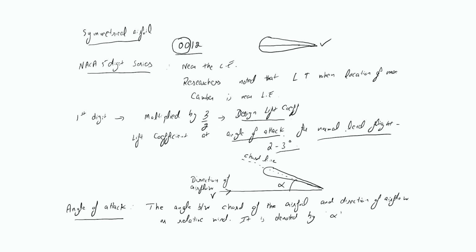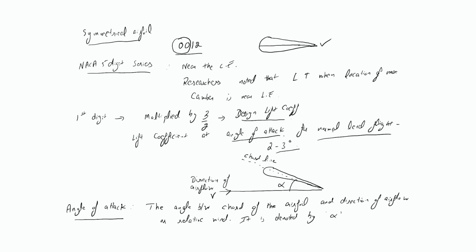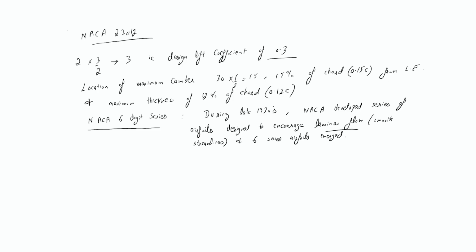Alright, see, it all started with the NACA 4-digit series airfoil during 1930s. Now we know what each digit is actually representing, and later on NACA developed NACA 5-digit series airfoil. The purpose was, the researchers noted that the lift is actually increasing when the location of maximum camber is near the leading edge. Hence the development of the 5-digit series airfoil. And further, in late 1930s, NACA developed series of airfoils designed to encourage laminar flow, and 6-digit series airfoil emerged.